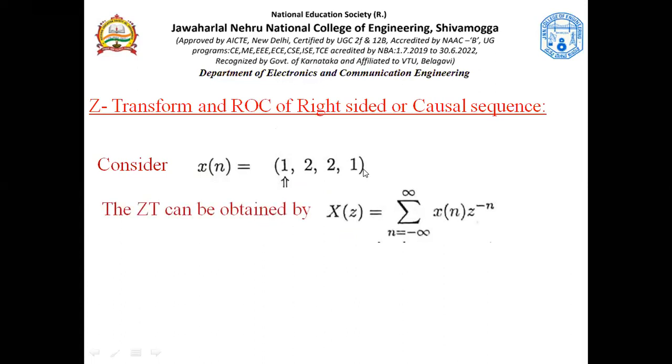Now if we try to obtain the Z transform for this, we consider this equation to begin with, which says n ranges from minus infinity to plus infinity. Any problems there? No, right? You're able to listen. Yes, no problem.